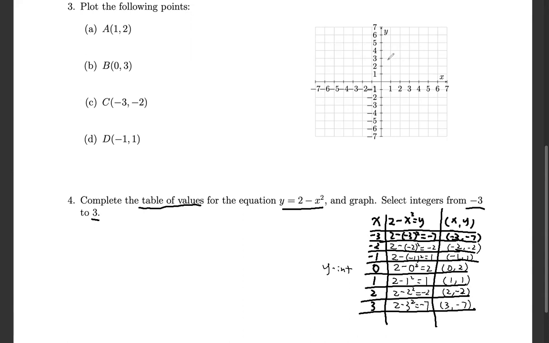Now let's graph it. Let's use this graph here. So -3, -7. X value -3, y value -7. So we get this point. -2, -2. X value -2, y value -2. Get this point. Then -1, 1. Get this point. 0, comma, 2. That's this point. 1, comma, 1. Then 2, comma, -2. 3, comma, -7.